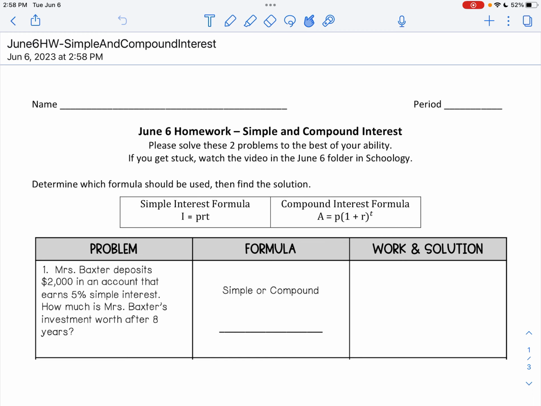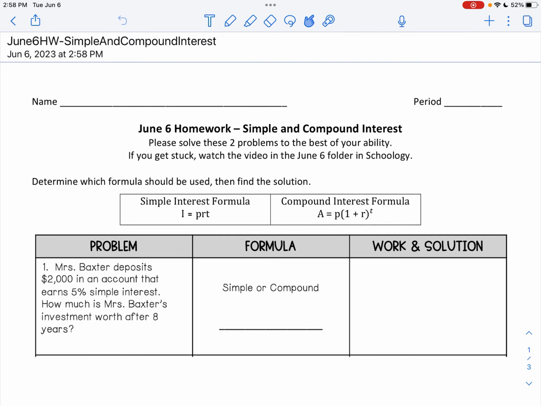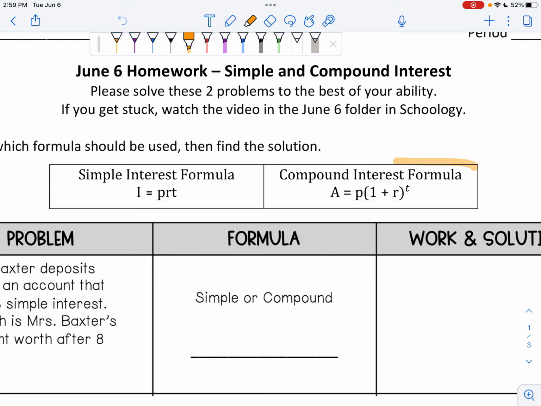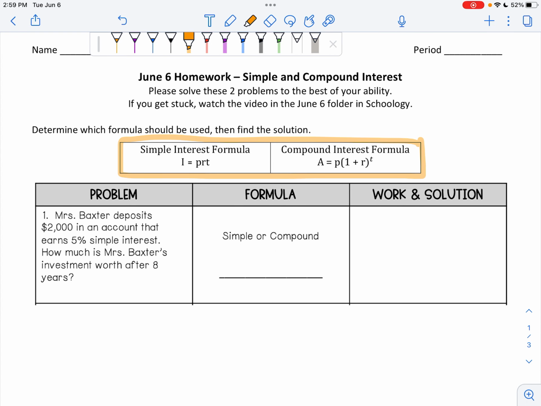Today we talked about simple and compound interest. I want you to see that we have the formulas right here on the top of your sheet. That will be helpful to you as you are solving these problems. I'm actually going to start on the second problem.